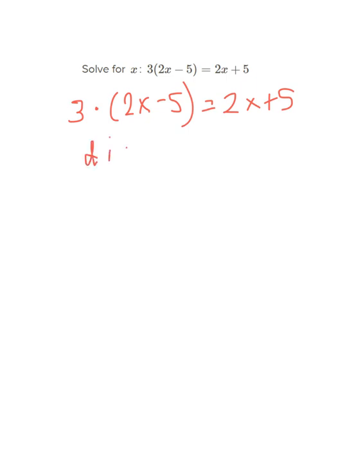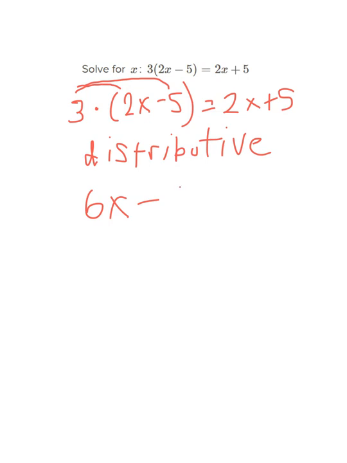And what we have to do here is use the distributive property. What that means is every number in here, the 2x and the 5, they get multiplied by the 3. So this is what it looks like. 3 times 2x is 6x. And 3 times 5 is 15, equals 2x plus 5.